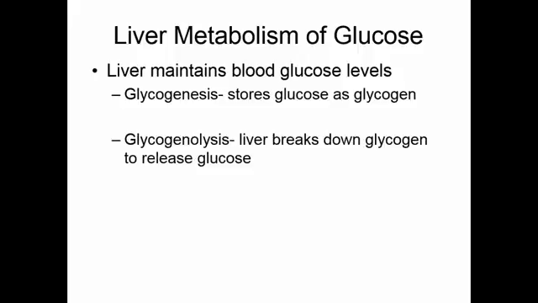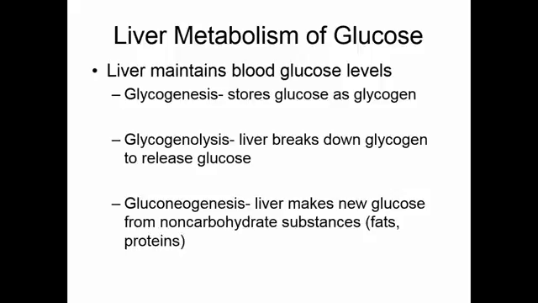Glycogenolysis occurs when the liver breaks down glycogen to release glucose. If the blood coming from the digestive system to the liver is nutrient poor, this is when glycogenolysis will occur. And gluconeogenesis is when the liver makes glucose from non-carbohydrate substances like fats or proteins. The brain can only use glucose, so we always have to have some glucose in the blood. The liver protects the brain by always making sure that there is some glucose available, either through glycogenolysis or gluconeogenesis.